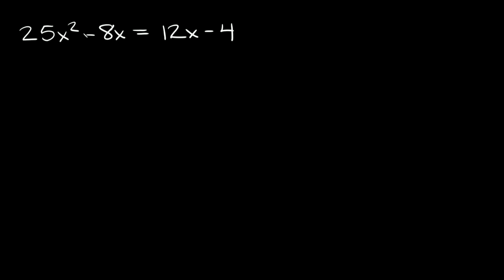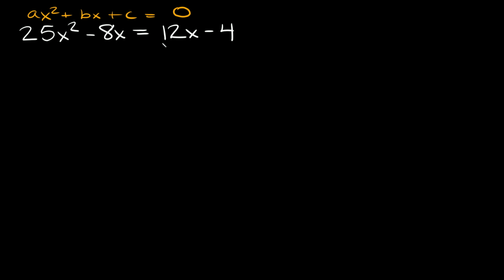Okay, here's 25x squared minus 8x is equal to 12x minus 4. All right, so again, the first thing you want to do is just make sure that you put this in standard form. So standard form would be ax squared plus bx plus c is equal to 0. This is obviously not in that form. So the first thing we have to do is just move everything to the same side. So let's just move everything to the left side.